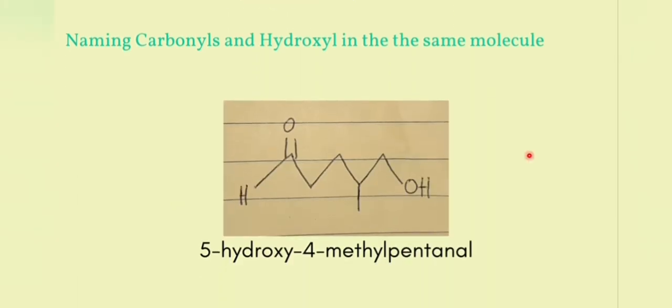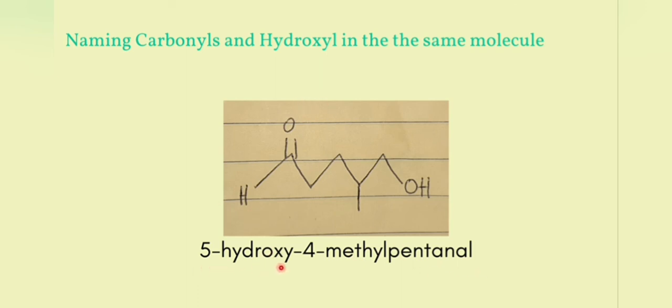So for naming carbonyls and hydroxyl in the same molecule, the hydroxyl, instead of OL, it would be replaced as hydroxy. And carbonyls have higher priority than hydroxyl. So the AL or ONE is retained on the last part. So 5-hydroxy 4-methylpentanal. And there are 1, 2, 3, 4, 5 carbons present in the parent compound. So this would be named as pentanal. This is an aldehyde group, so pentanal.